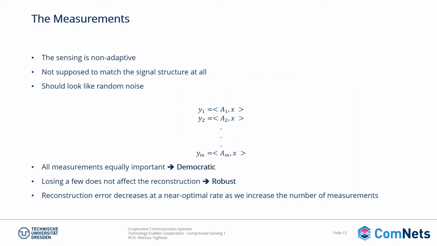These measurements, the y, are actually non-adaptive. They are independent. There is no causality here. They are not supposed to match the signal structure at all. They are extremely random, to the point that the more noisy they look, the better it is. So please do not be confused by the fact that we are seeing some multiplication between vectors and matrices. It's all projections. This means we are using some inner products all over this lecture and the next one.